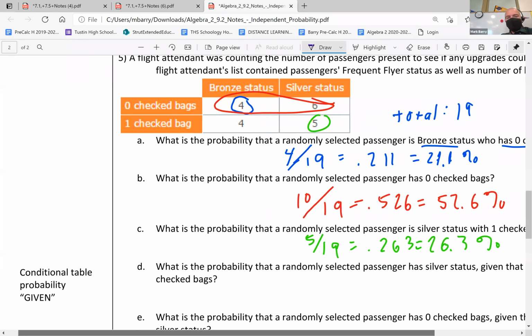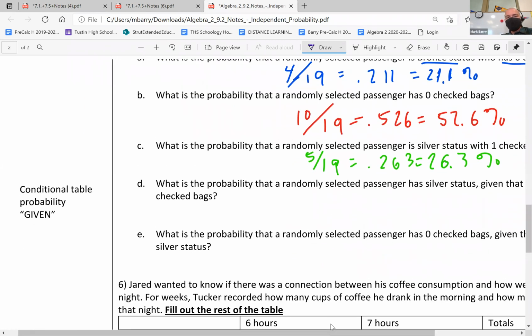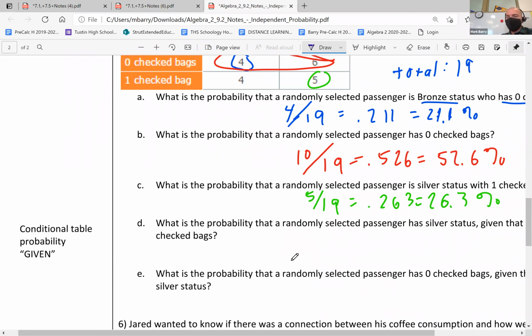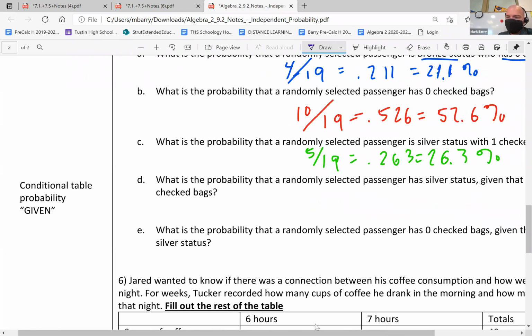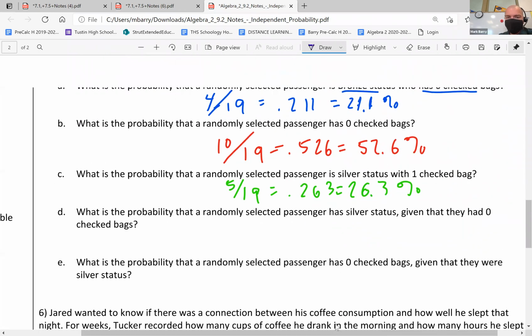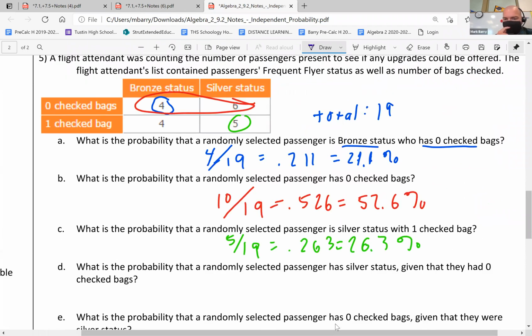All right, now this one gets a little tricky here. Conditional table probability. When you see the word given, okay, notice how I put that in all caps there, given. So when they have the word given, it really changes how we do these problems. So let's read this one. What is the probability that a randomly selected passenger has silver status given that they had 0 checked bags, okay?